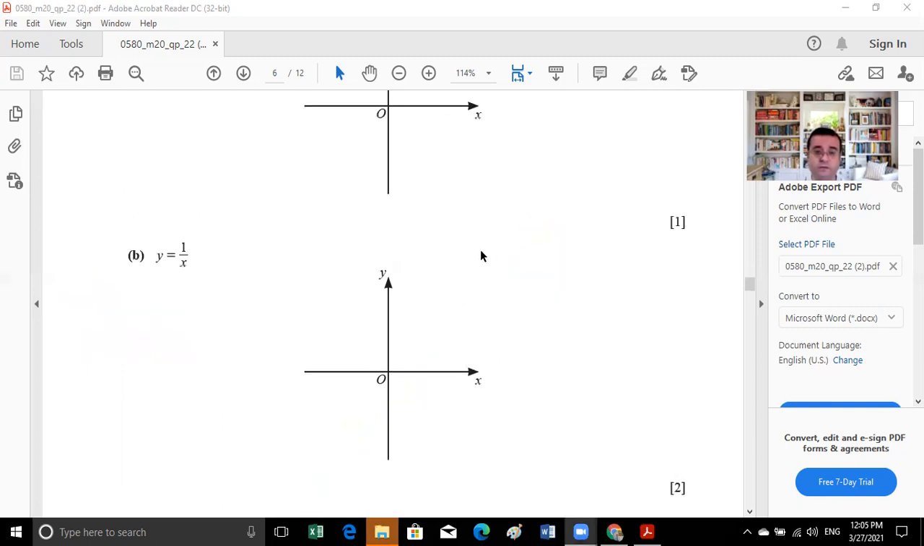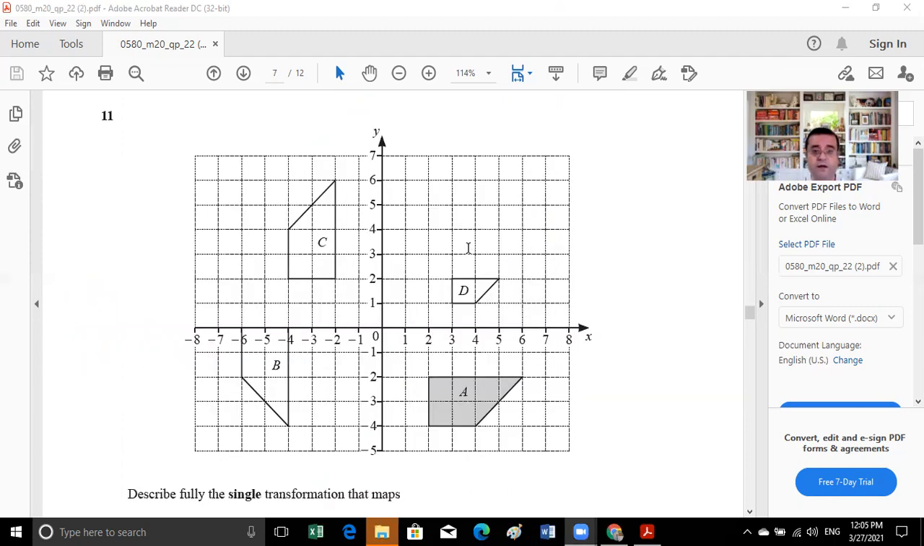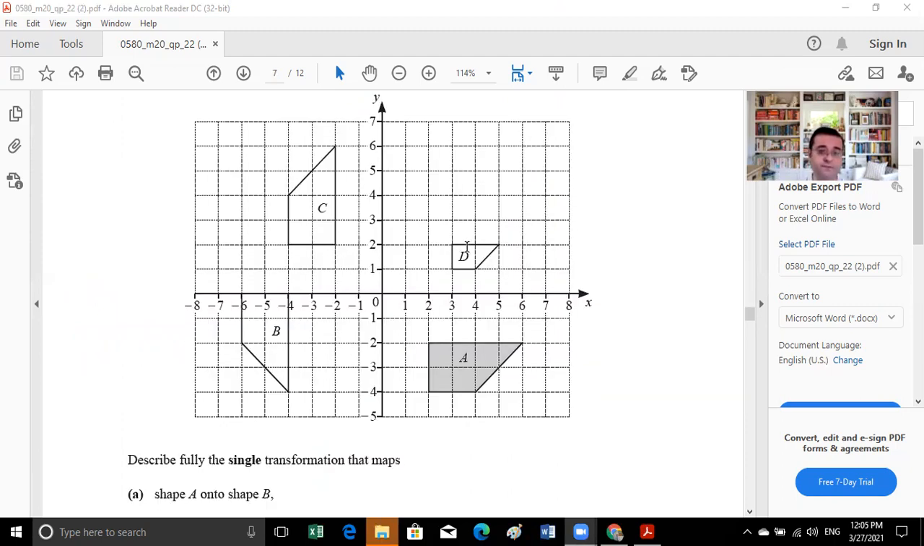No. Here, translations. Shape A: describe fully the single transformation that maps shape A onto shape B. What do you think? Rotation. Anticlockwise. 90 degrees anticlockwise. Very good. Teacher, why is it not clockwise?